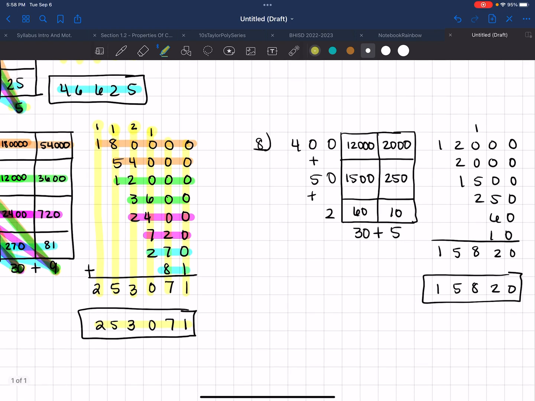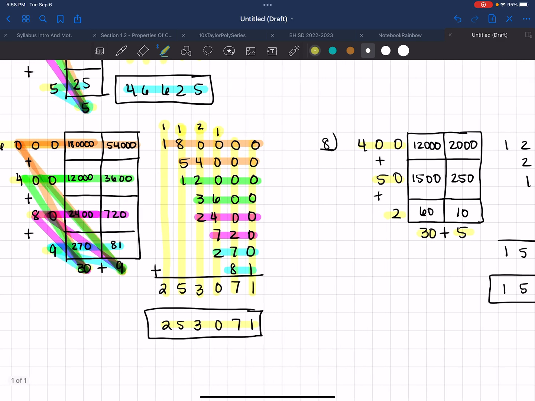Okay, on number 8, it asked me to multiply 452 times 35. So we're going to break up that 452 again. There's 400, there's 50, there's 2. Let's break up the 35 into 30 and 5. And now we multiply the yellows together.